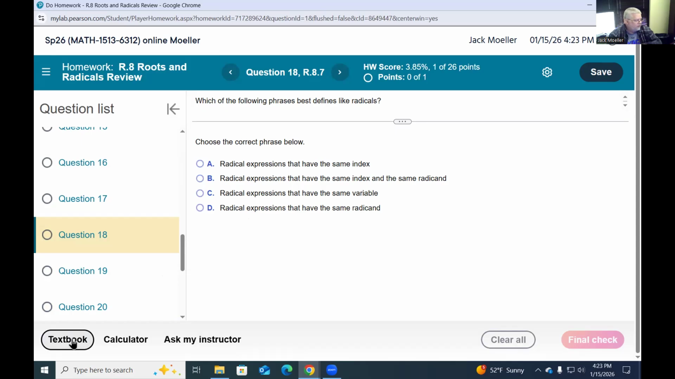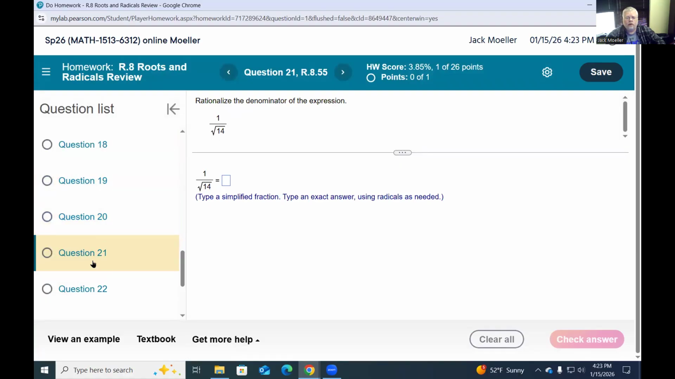All right. So if it's not in the notes, if you didn't watch the video, I guess you're not getting this hint. But the textbook, this is R8, so this is review chapter section 8, number 7 in the homework. If you go to the textbook link, it's going to take you directly to the review 8 section. And the textbook is always a good place to find definitions.